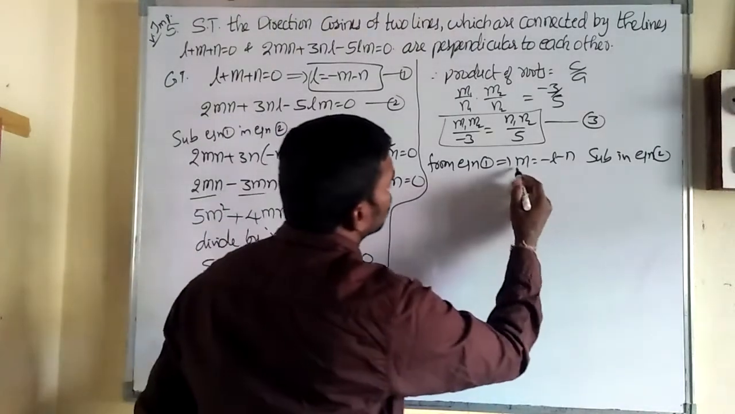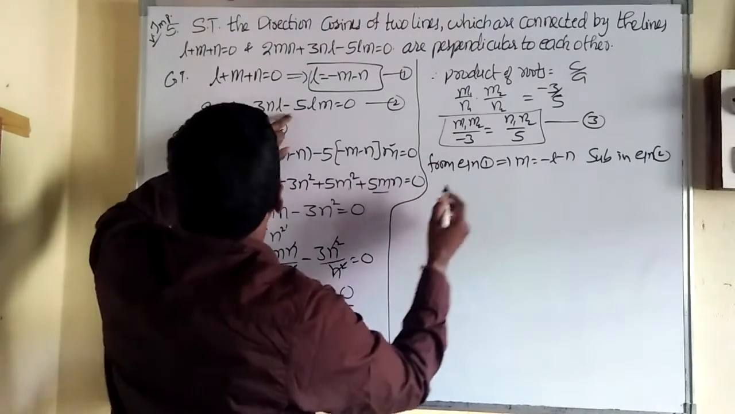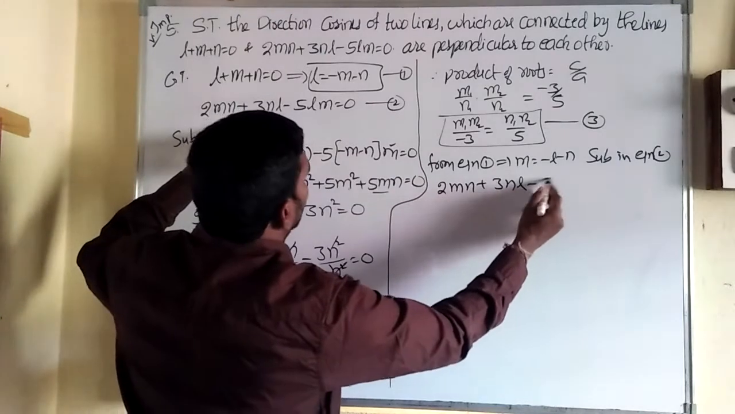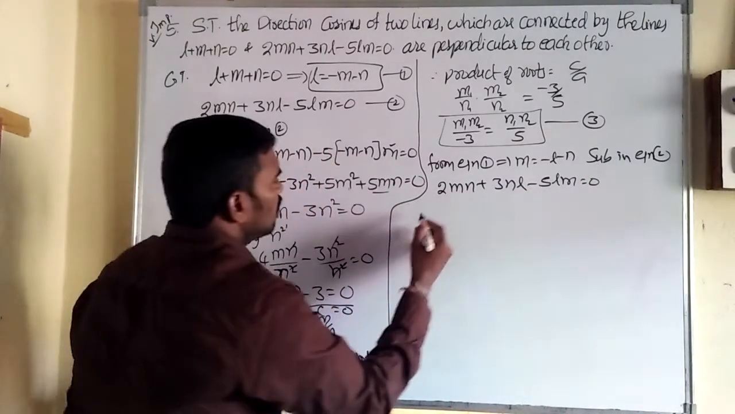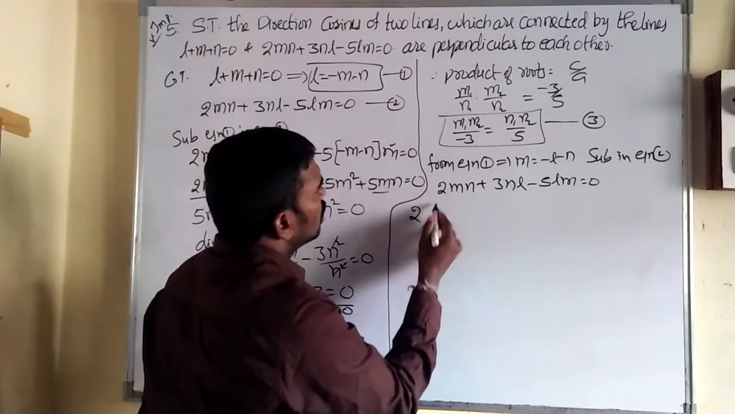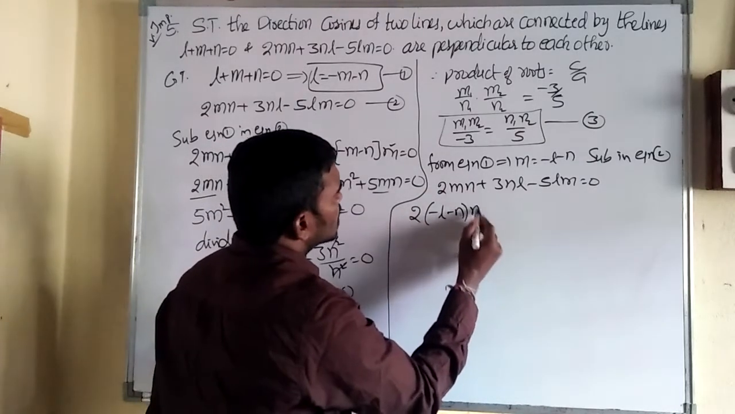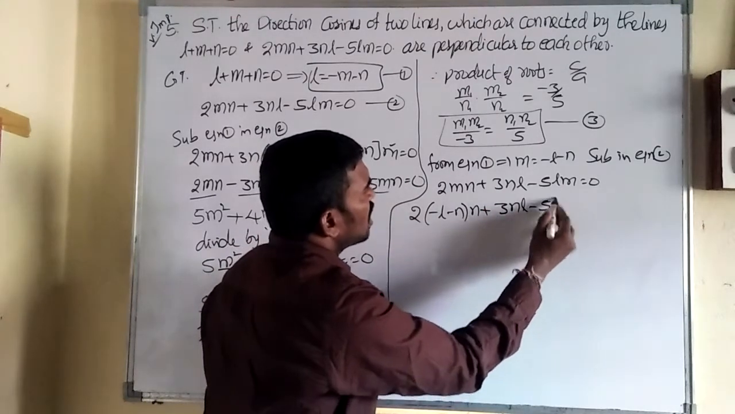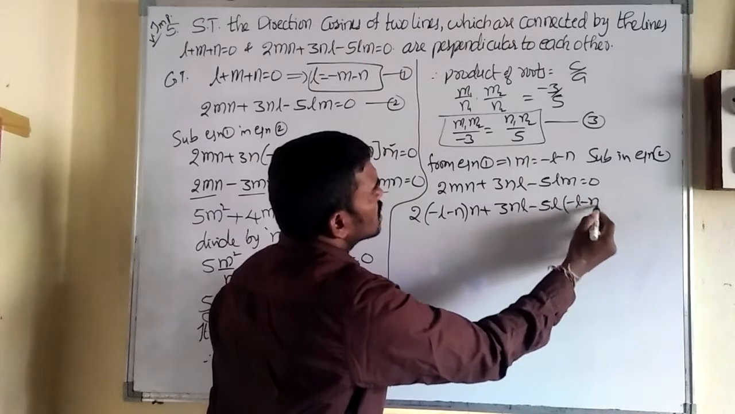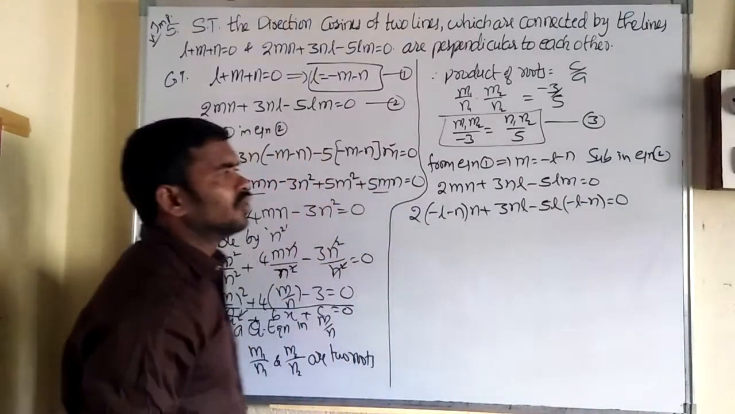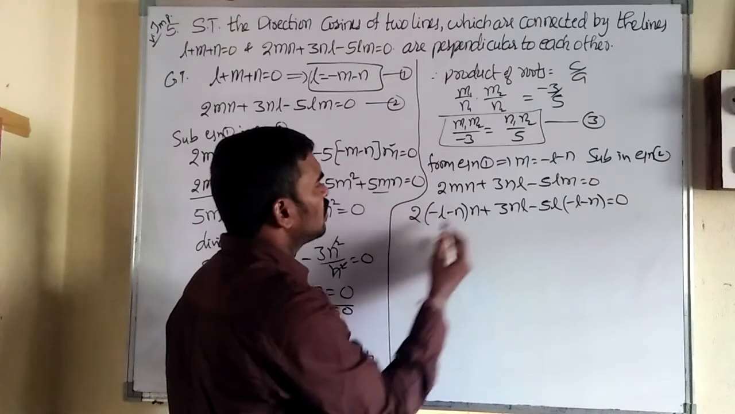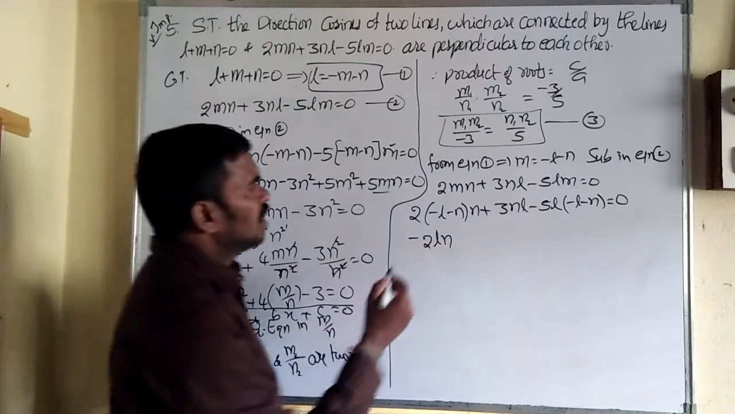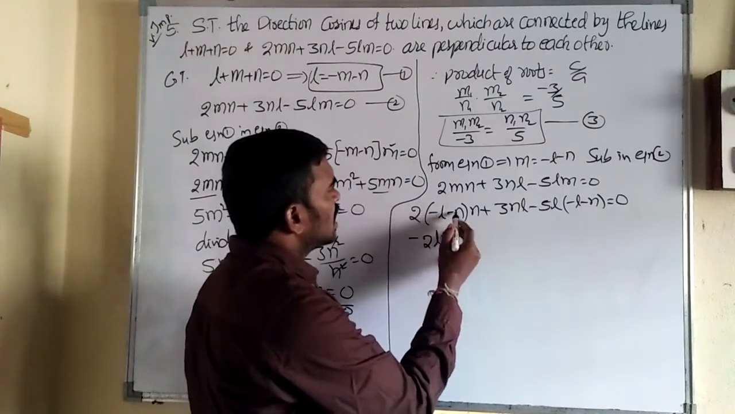Okay, just substitute m equal to minus L minus n in equation 2. What is equation 2? 2mn plus 3nl minus 5lm is equal to 0. Simplify this. 2, m means what? Minus L minus n, and n means n. Is it true? Yes. And 3nl as it is, minus 5l into m. M means what? Minus L minus n equal to 0. Simplify this. 2 into minus L into n, minus 2ln.